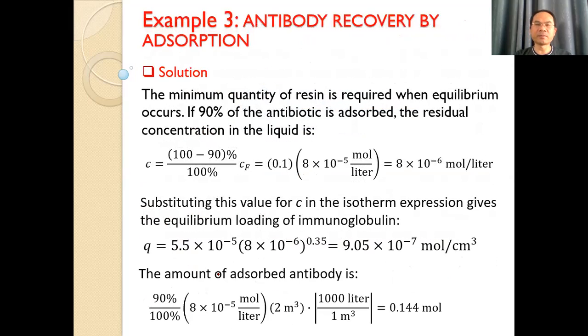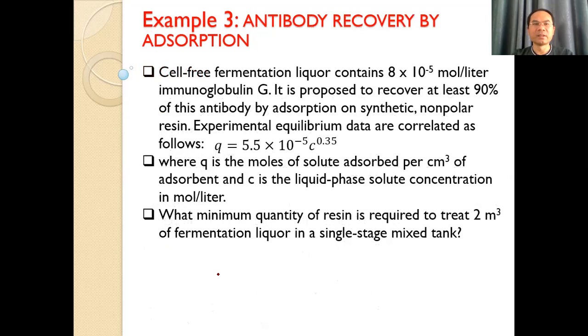The last example for this section: antibody recovery by adsorption. Cell-free fermentation liquid contains 8 multiplied by 10 to the minus 5 mole per liter immunoglobulin G. This is proposed to recover at least 90% of the antibody by adsorption on synthetic non-polar resin. We would like to recover 90% of immunoglobulin G from the fermentation broth. Cell-free fermentation means no cells in the fermentation broth.